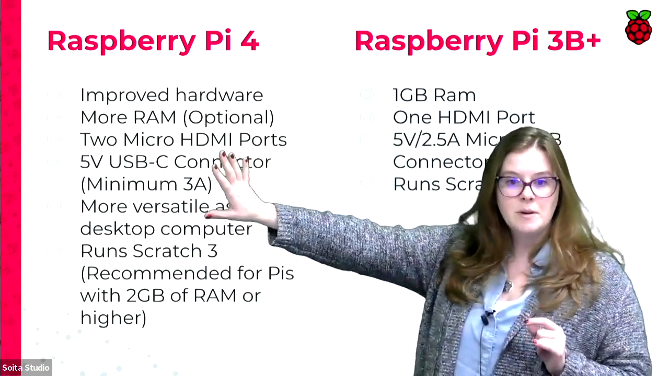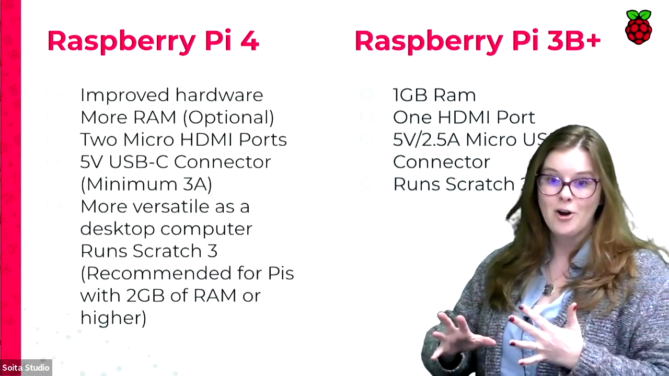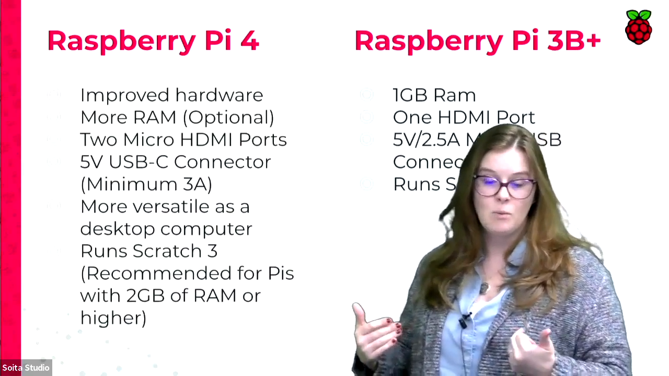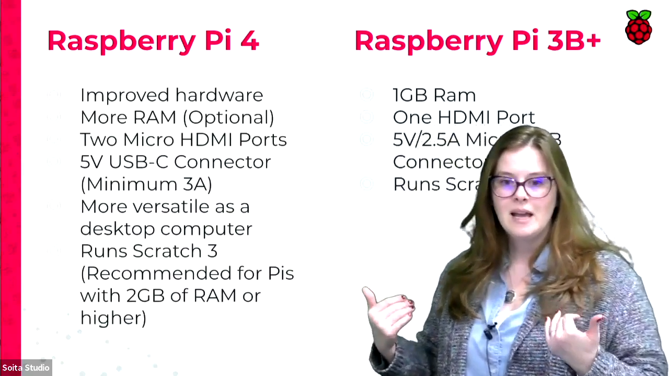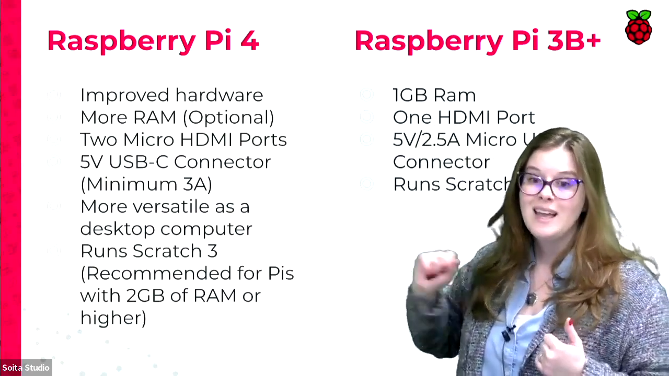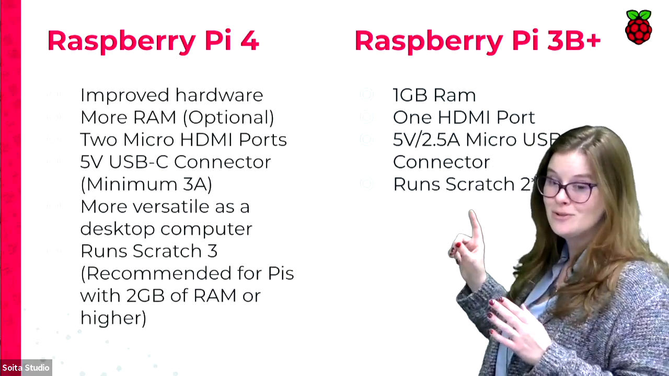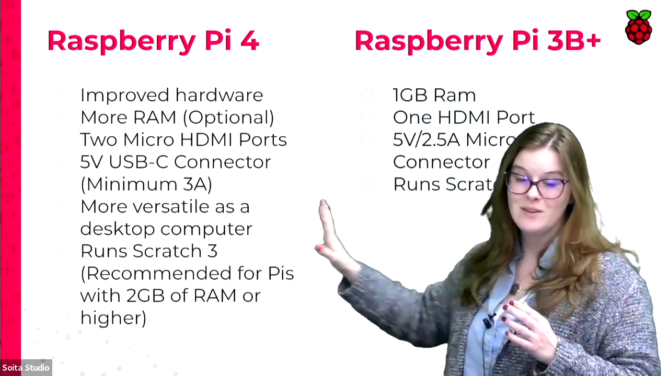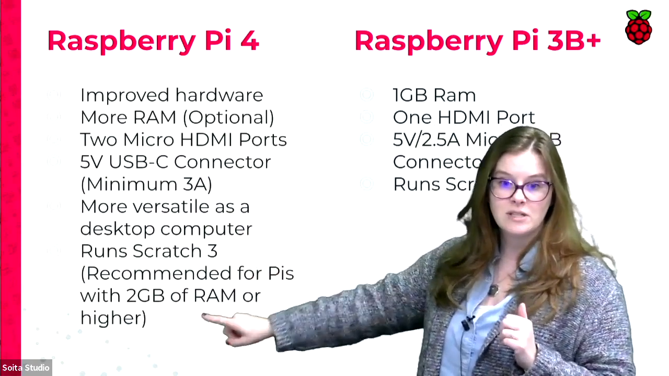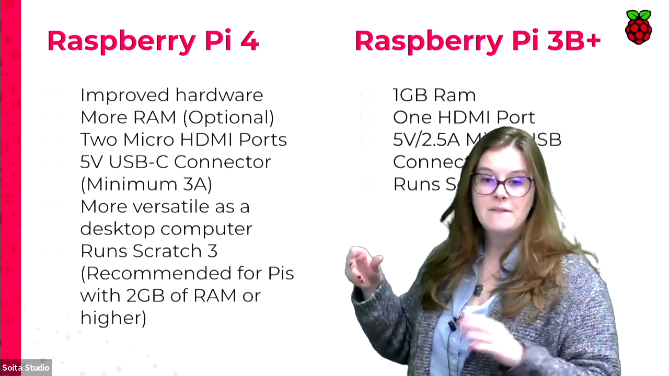Now, the Raspberry Pi 4 has got improved, faster, just better hardware, okay? More RAM, optional. So you can still get 1 gig, but if you buy additional RAM, you'll be able to run Scratch 3. Now, if you get a 4 with just 1 gig of RAM, Scratch 2 is still going to be the way to go, even if you have a 4. You need that additional RAM to run Scratch 3, so at least 2 gigs of RAM to run Scratch 3.